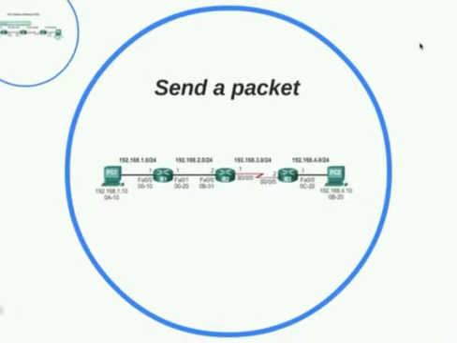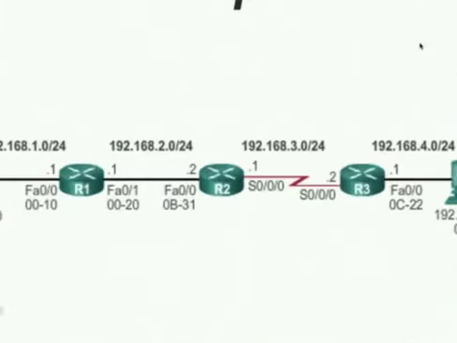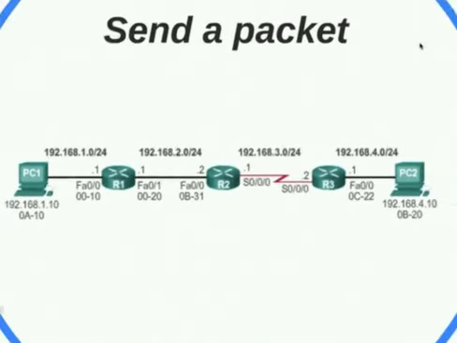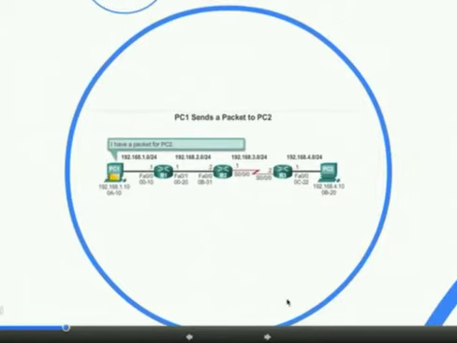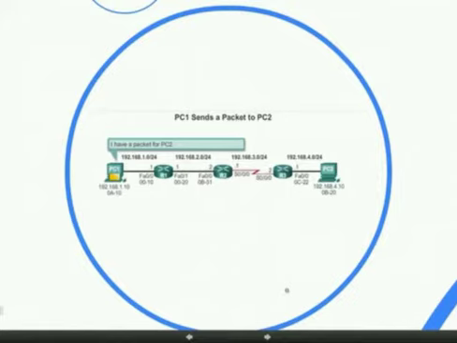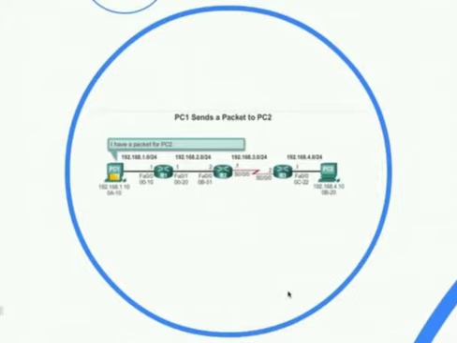How to send a packet. First, PC1 sends a packet to PC2, and the first thing that PC1 must determine is if the destination IPv4 address is in the same network. By using some AND operations, PC1 determines if a packet is in the same network. If this is the case, then PC1 doesn't use the default gateway.